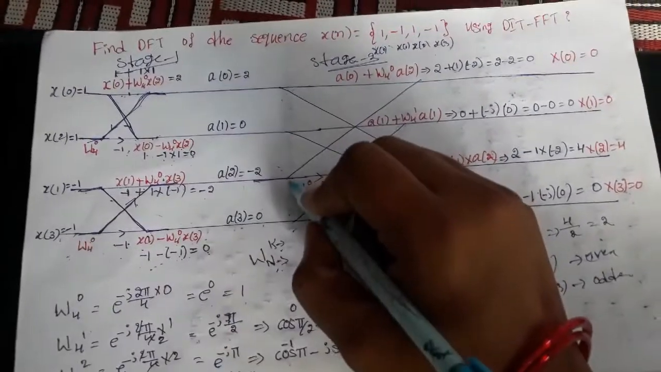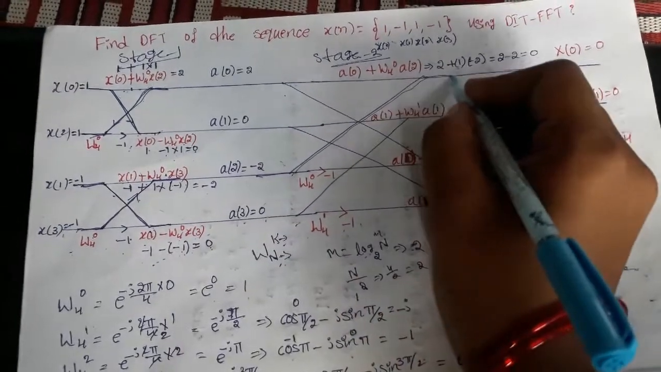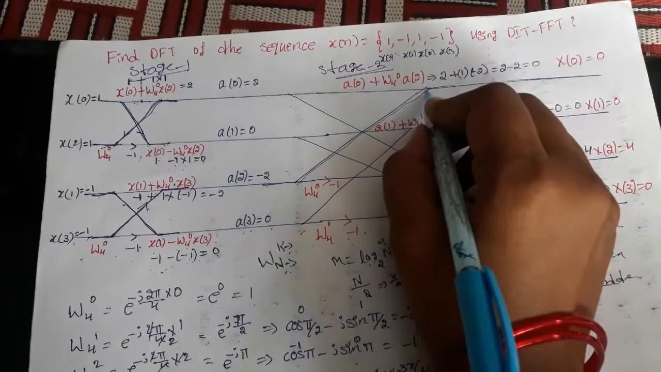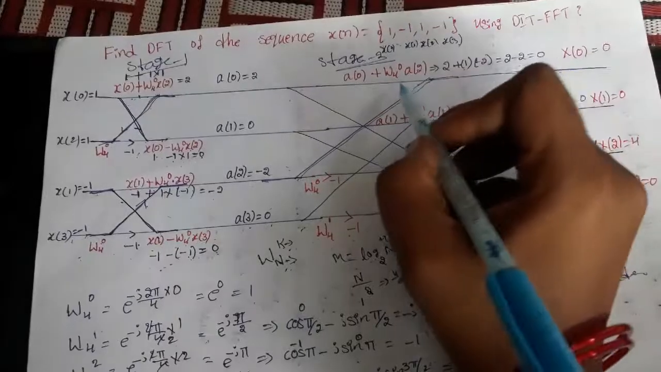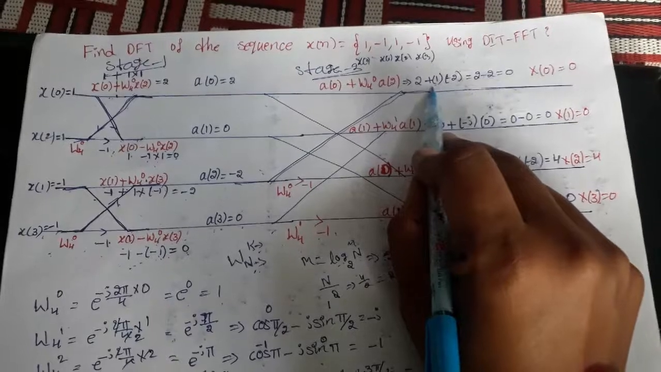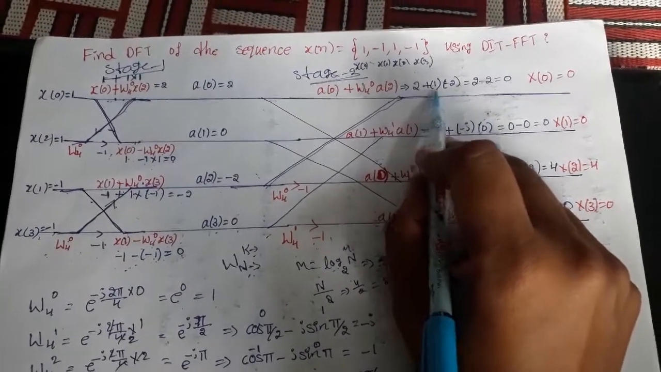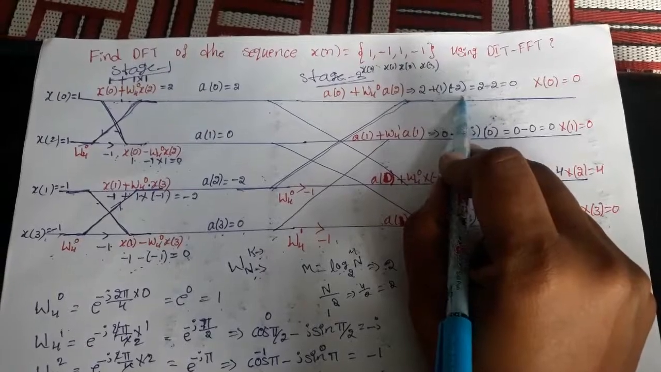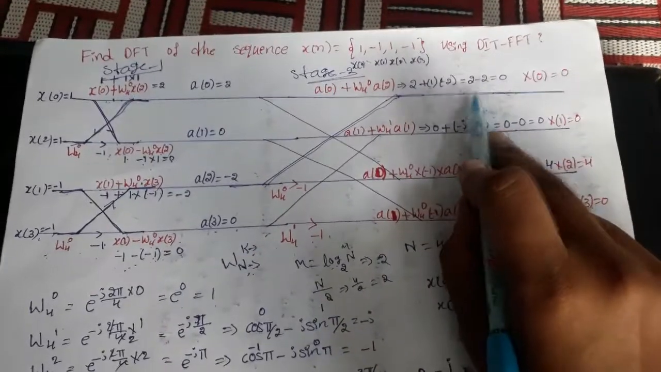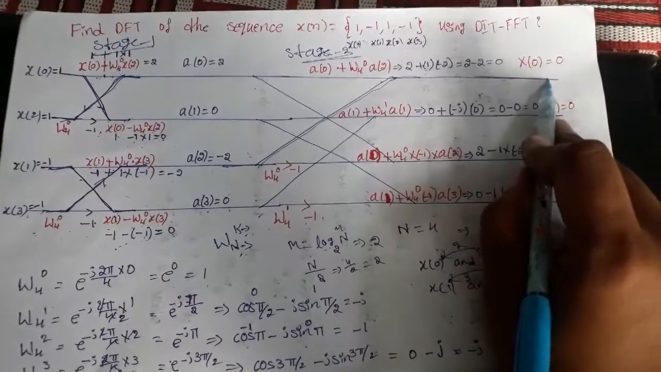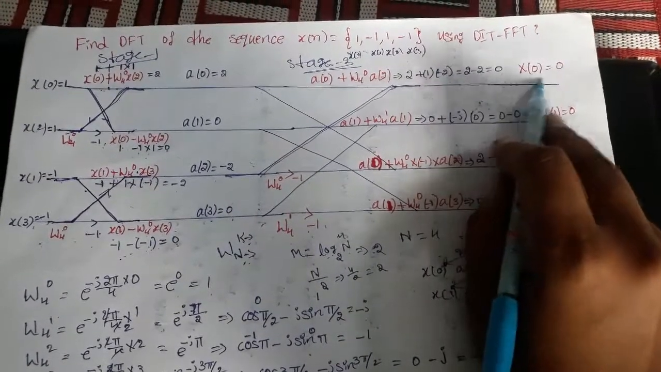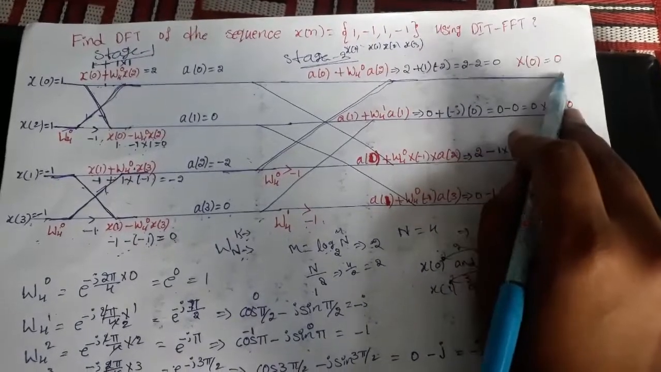Okay, here the butterfly comes to this. So the value is a of 0 plus W4 to the power of 0 into a of 2. Okay, so a of 0 value is 2 plus W4 to the power of 0 value is 1 and a of 2 value is minus 2. So 2 minus 2 is 0. So in the second stage, the output can be represented as x of 0. So the value is 0. So finally x of 0 equals 0.